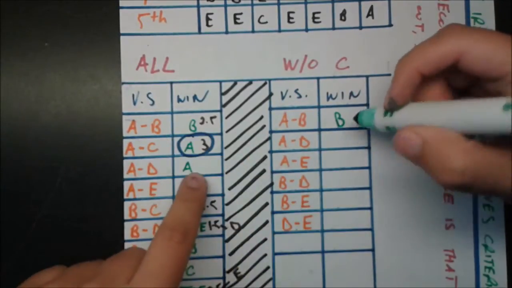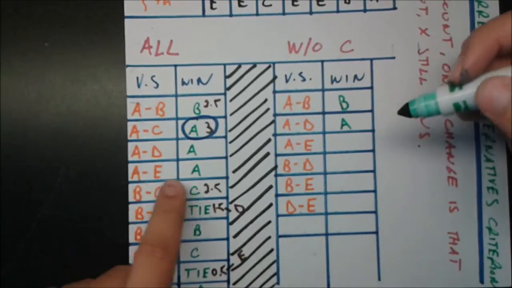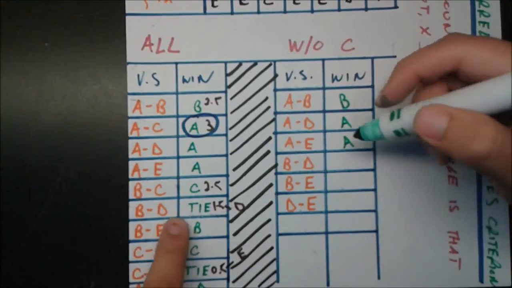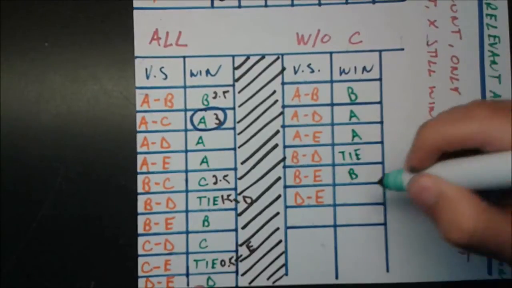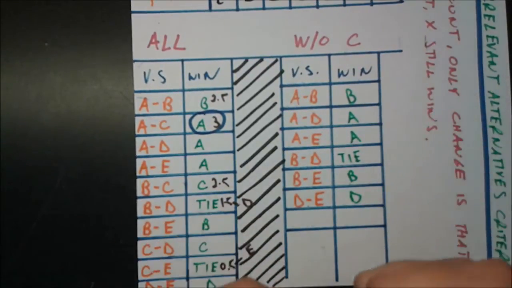A versus D, we would have A would win. A versus E, we would have A would win. B versus D, we would have a tie. B versus E, we would have B would win. And D versus E, we would have D would win. Okay, so now let's see who would win.